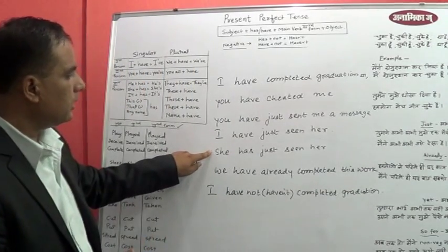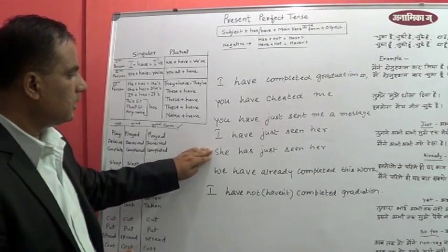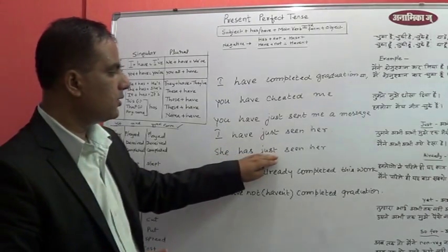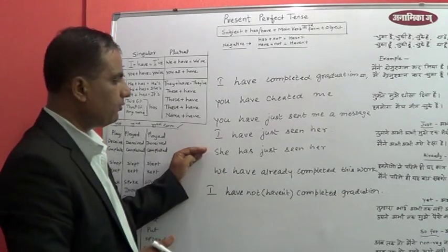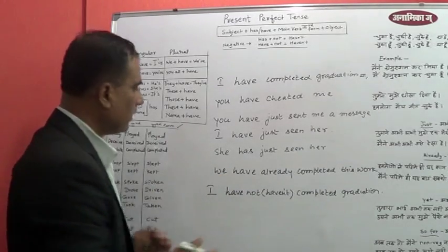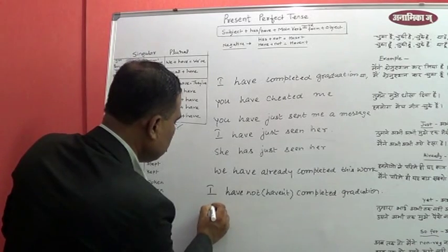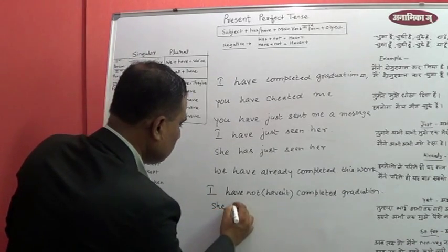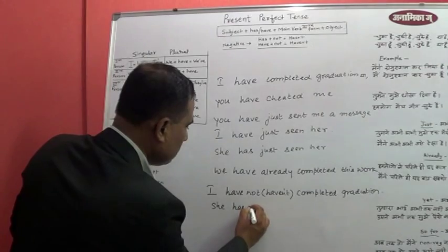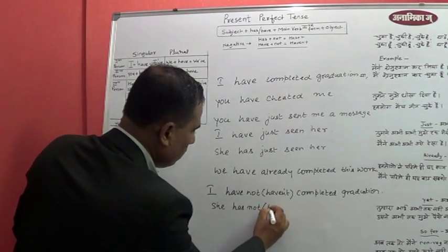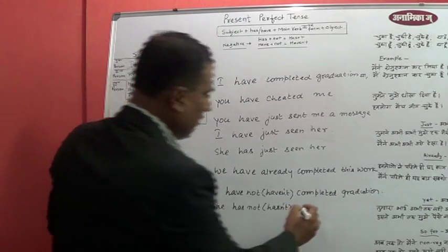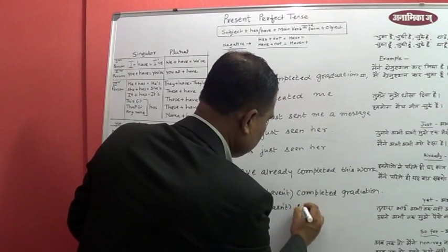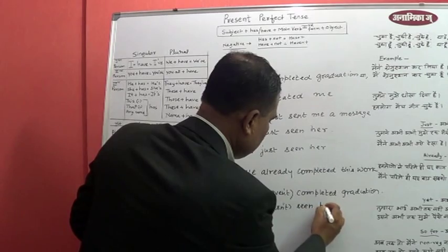Similarly, let's take this sentence. She has just seen her. अगर इसको हमें नेगेटिव में कन्वर्ट करना है तो हो जाएगा she has not, which can also be written or spoken like hasn't seen her.